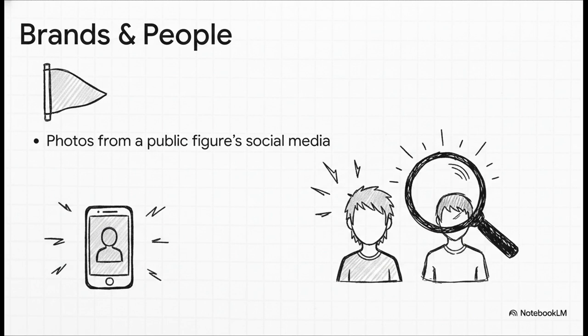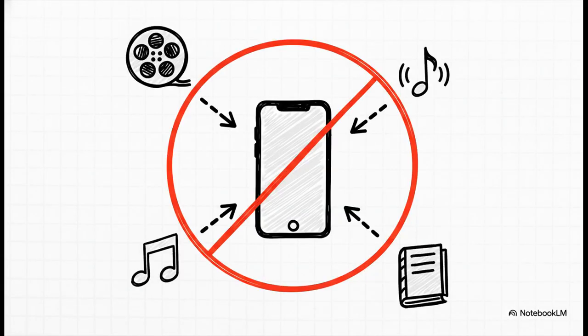The key word to remember here is indistinguishable. If someone can't really tell it apart from the real thing, you're in that danger zone. Now here's a subtle but really critical rule. Your app might not contain any copyrighted material itself, but if its main purpose is to help users download or stream stuff they don't have the rights to, that's also a violation. And they'll even look at your store listing and screenshots as evidence.